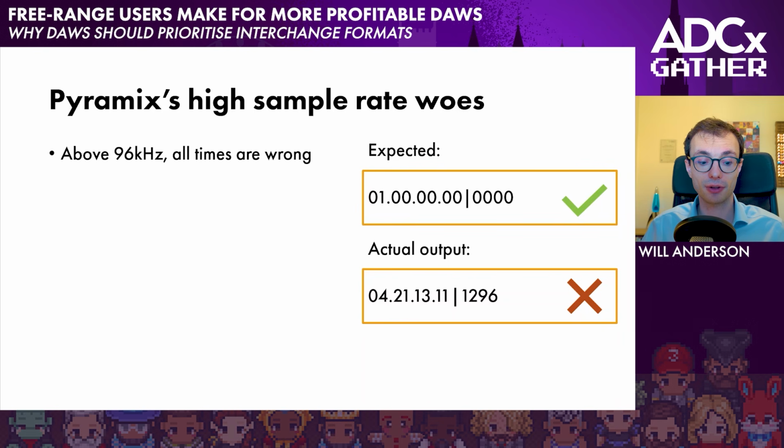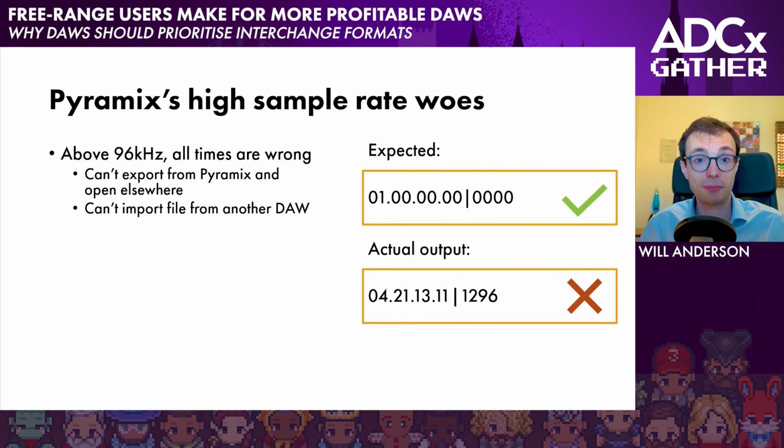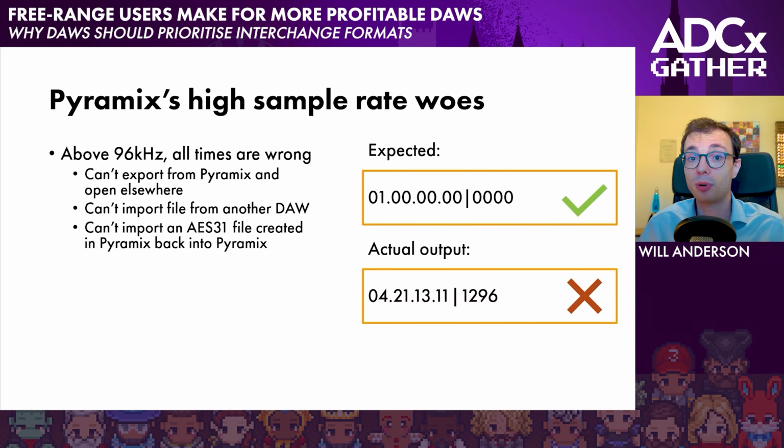This non-standard behaviour does four importantly terrible things. 1. You can't export a 192 kHz project from Pyramix and open it in another DAW because all the timings are wrong. 2. It means you can't import an exported file from another DAW for a 192 kHz project because the import logic is faulty. In fact, on import it multiplies all the timings by 44.1 times 2 divided by 48. I don't fully get that one. 3. You can't import a 192 kHz AES31 file created in Pyramix back into Pyramix.